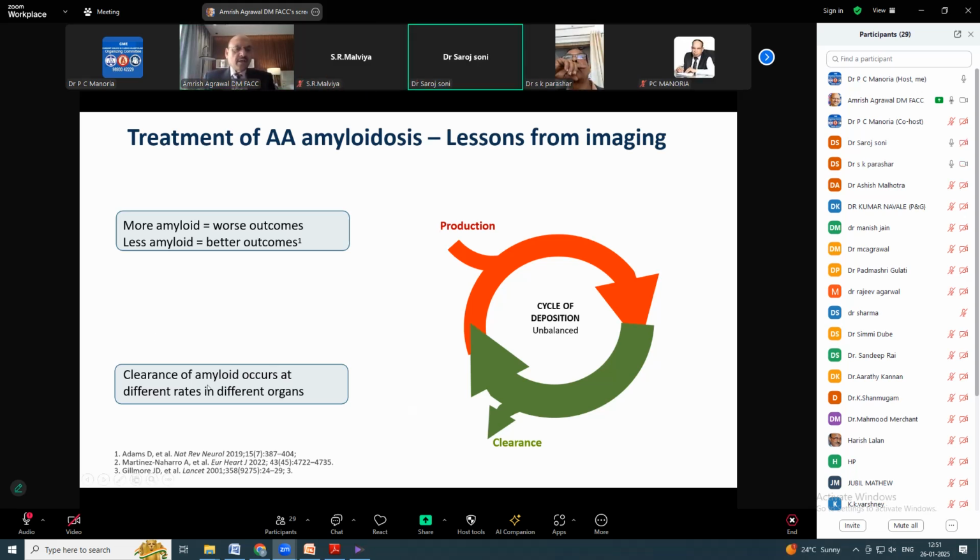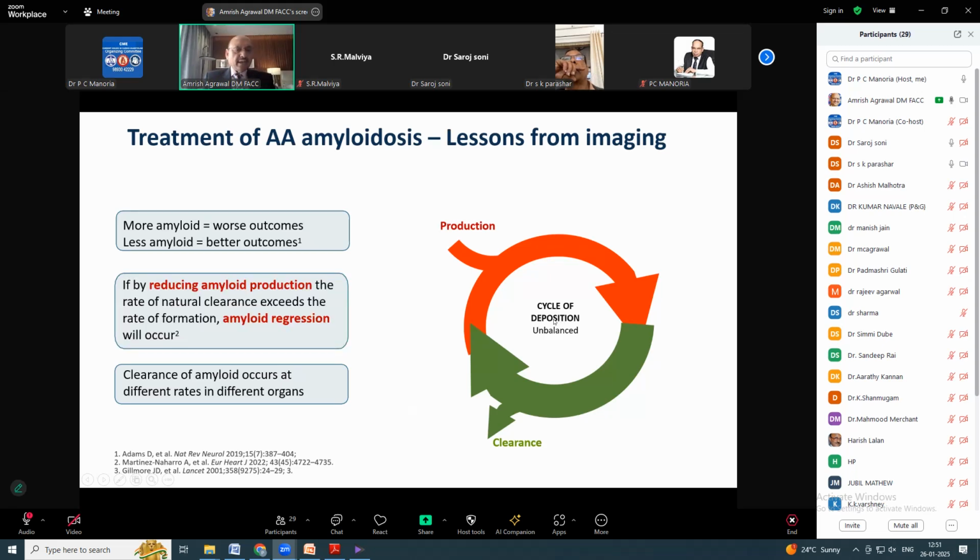The clearance of amyloid occurs naturally and at a different rate in different organs. We have to reduce the production of amyloid and we have to increase the clearance, as shown on the right hand side in the circular diagram. And by reducing amyloid production, if the rate of clearance exceeds the rate of formation, then amyloid regression will occur.